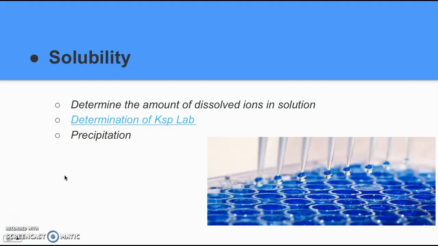All right, the next type of lab that you want to know about is a solubility lab. And with this, we determine the amount of dissolved ions in solutions, and it usually involves some sort of precipitation. And the lab that we did for this was the determination of KSP lab. It was one of the last labs that we did, or towards the end at least. And then you do a serial dilution, and then you see at what point does precipitation start, and then you can determine KSP values. But that's one type of lab.